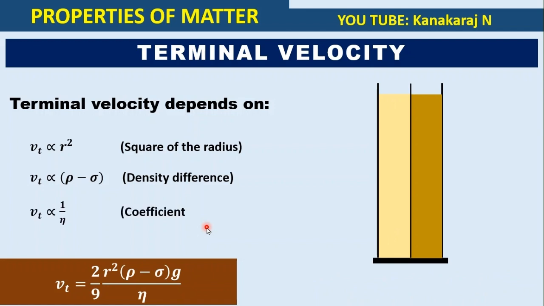The terminal velocity is inversely proportional to the coefficient of viscosity of the fluid. Here two types of fluid are shown. The one with higher eta has less terminal velocity. The second fluid has a higher coefficient of viscosity, so the terminal velocity is less.